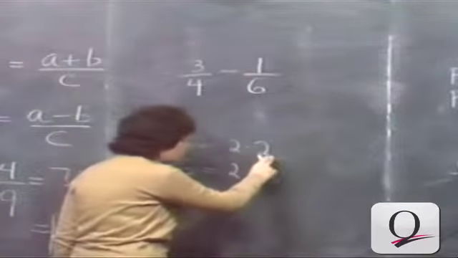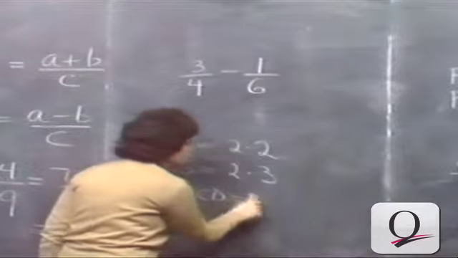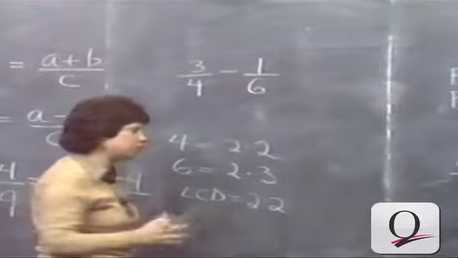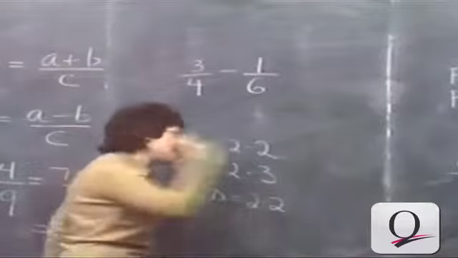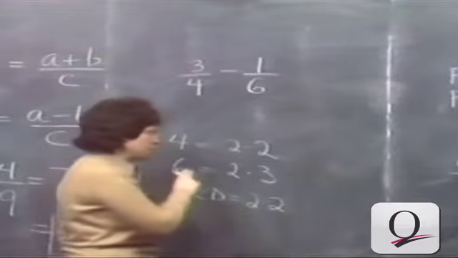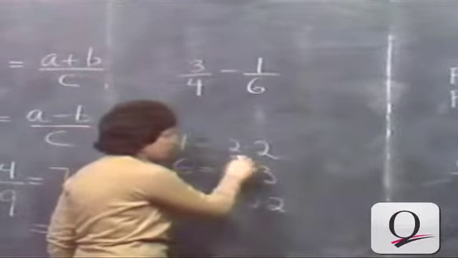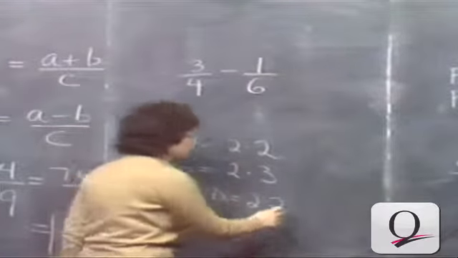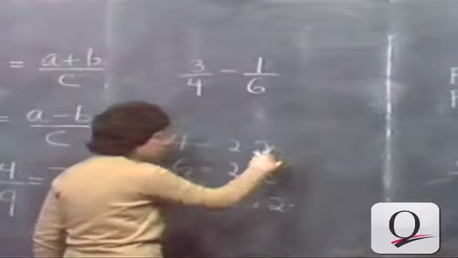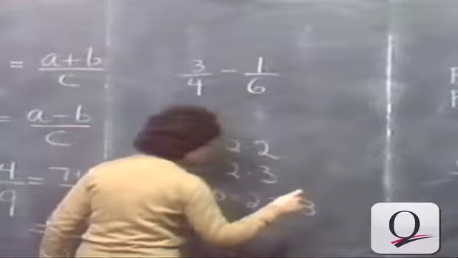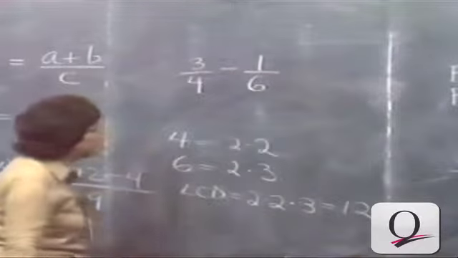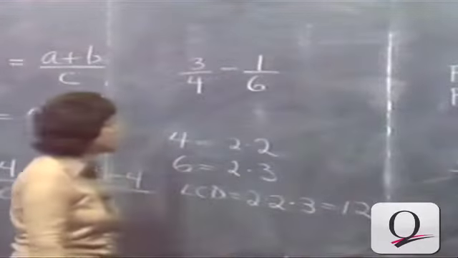2 appears twice here, and once there, so we use it twice. Not the total number of times it appears, but the greatest number of times it appears in any one denominator. So although we have a total here of 3, we only take it twice. 3 is 0 times here, 1 time here, we take it once. This tells me that 2 times 2 times 3, or 12, is the least common denominator in this problem.